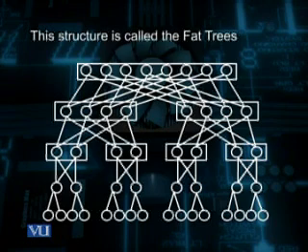Now, in this structure, we show the processor memory nodes connected through the multiple stages of 2 by 2 crossbar. The second level is 4 by 2 plus 2 crossbar switch, and the next level is 8 by 4 plus 4 crossbar switches, and so on.